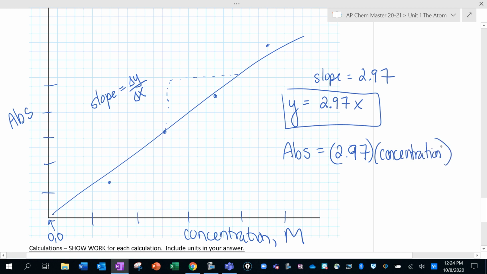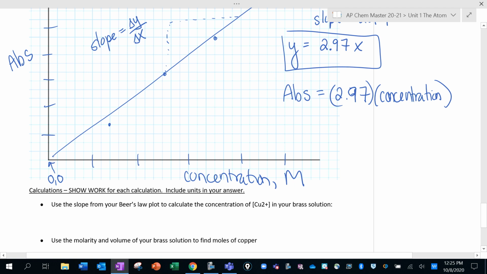What we just did here is we used these solutions of known molarity, right? We made solutions, we knew the molarity of them. We measured the absorbance, and we made a graph. And now we have a relationship between the absorbance and the concentration. The reason this is helpful is when we measure our unknown, which is our brass, we can now use this equation to solve for concentration. So when we get down here, later on in the lab, I think this happens around minute 38 or 39, right there at the end.